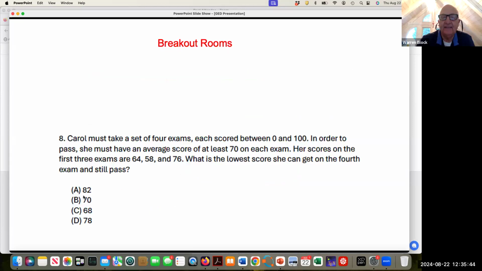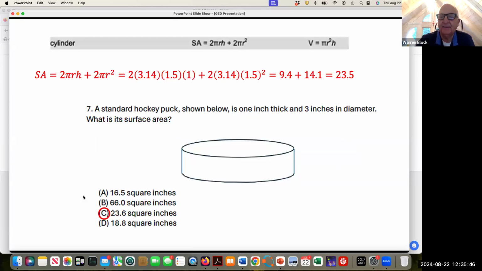But they really need to be good with their calculators. So I think the calculator is an important part of the tutoring.